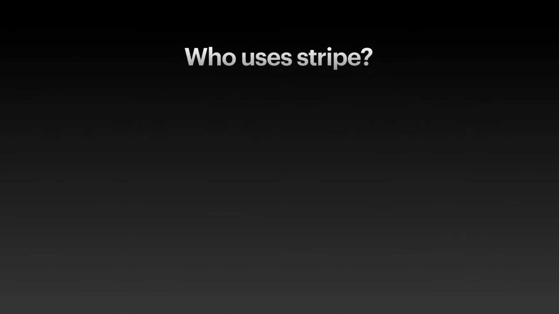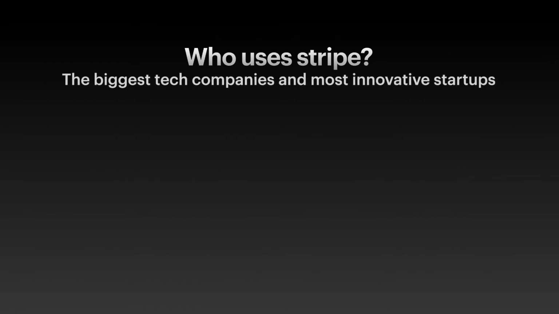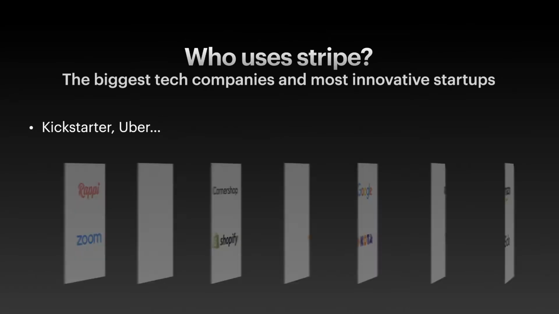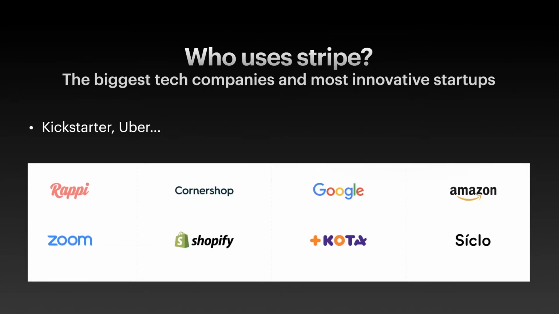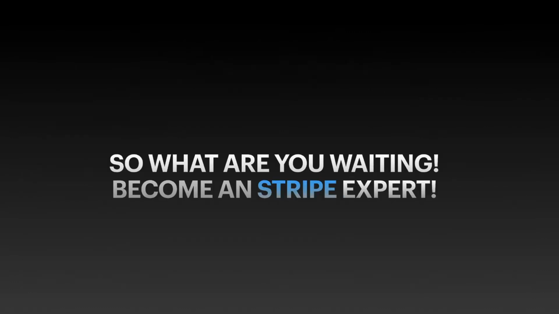So who uses Stripe? The biggest tech companies and the most innovative startups, like Kickstarter, Uber, Rappi, Corner Shop, Google, Amazon, Zoom. I mean, it's very polymorphic. Stripe is very, very powerful, and it's a crucial technology, a tipping point technology, an edge technology. So what are you waiting for to become an expert on Stripe?